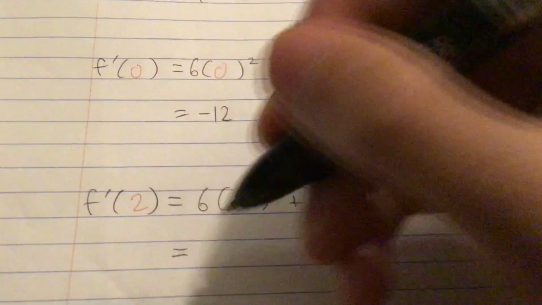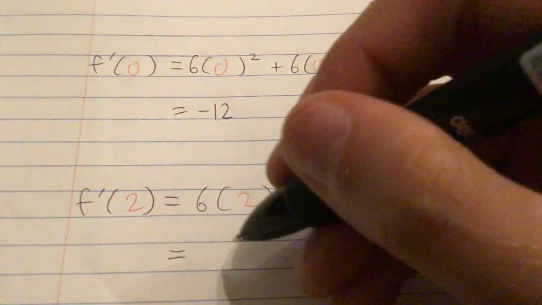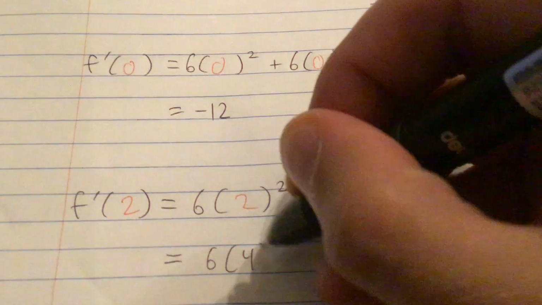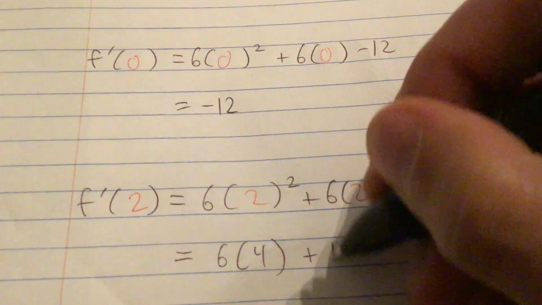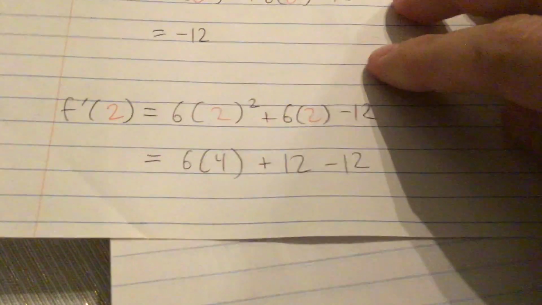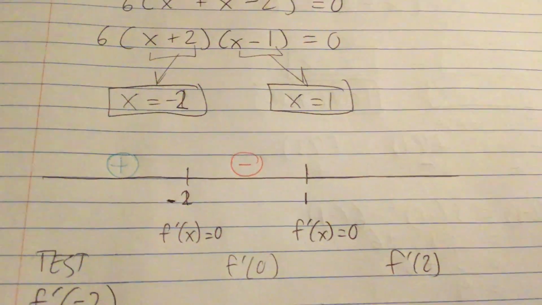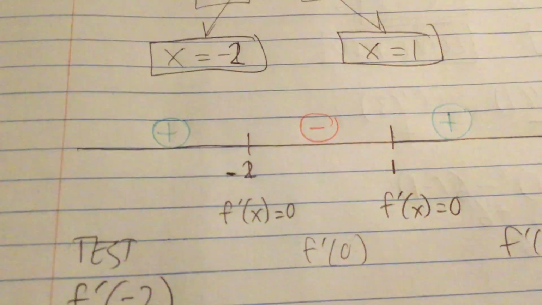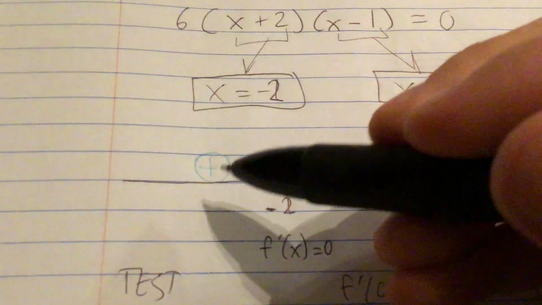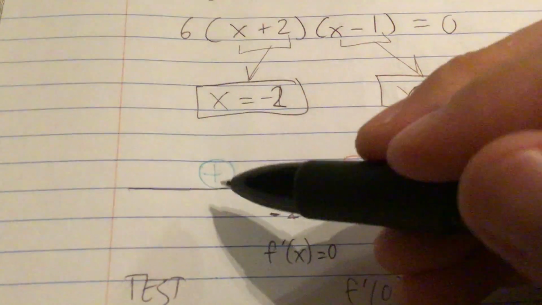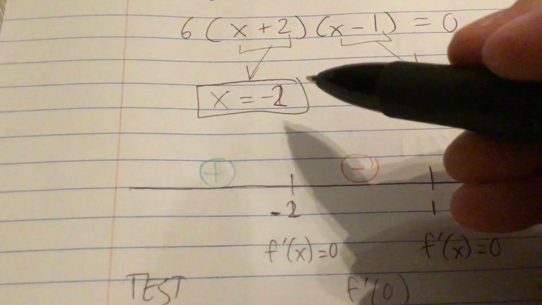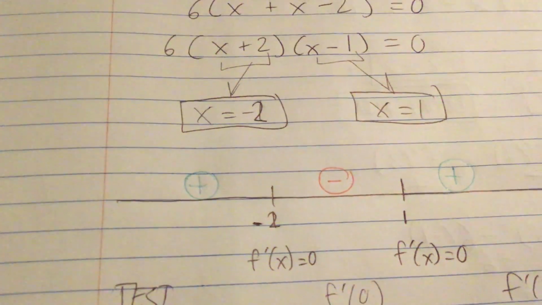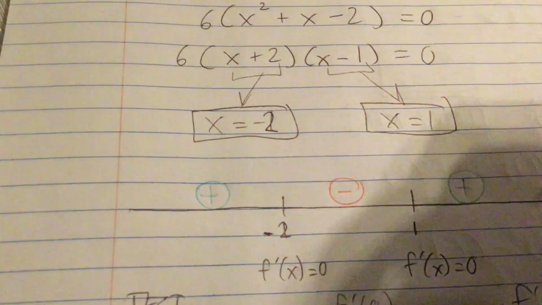So what this tells me is 6 times 2 squared, that would be 6 times 4, plus 6 times 2, which is 12, minus 12. Well, 12 minus 12 is 0, so this is going to be +24. So after our critical point, our slope is positive. So remember that at critical point x equals -2, it goes from positive to 0 to negative. Rise, stop, fall. So those are the characteristics to me of a local maximum.